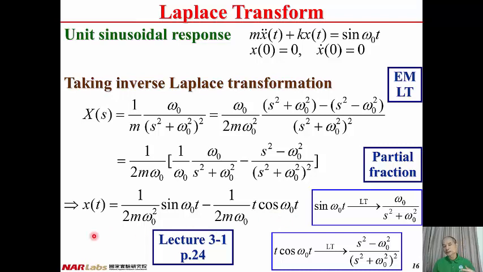Finally, we get the displacement function equal to 1 divided by 2m omega 0 squared times sine omega 0 t, minus 1 divided by 2m omega 0 t cosine omega 0 t. This is the solution by Laplace transform. In the previous lecture, lecture 3.1, we solved the same problem, the unit sinusoidal response, directly from the ordinary differential equation, and the answer is stated on page 24. We can compare these two answers. If two different methods come up with the same answer, we can be confident that this answer is correct.